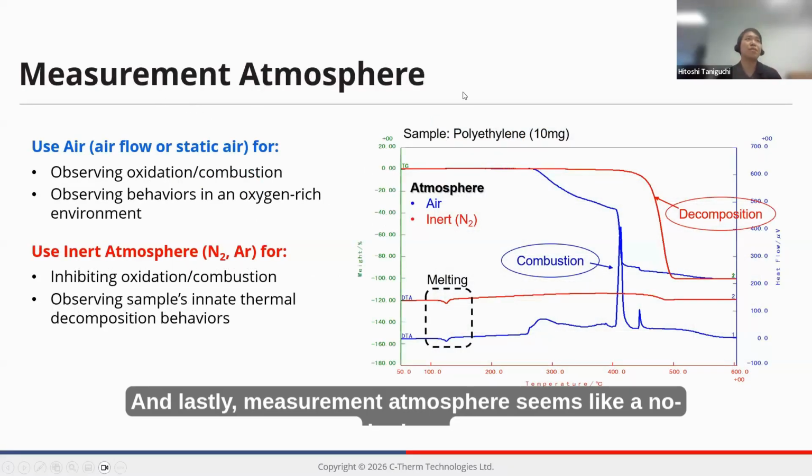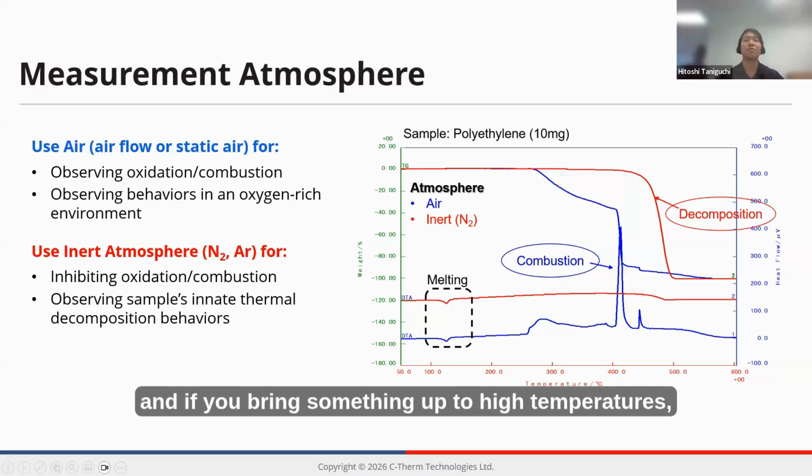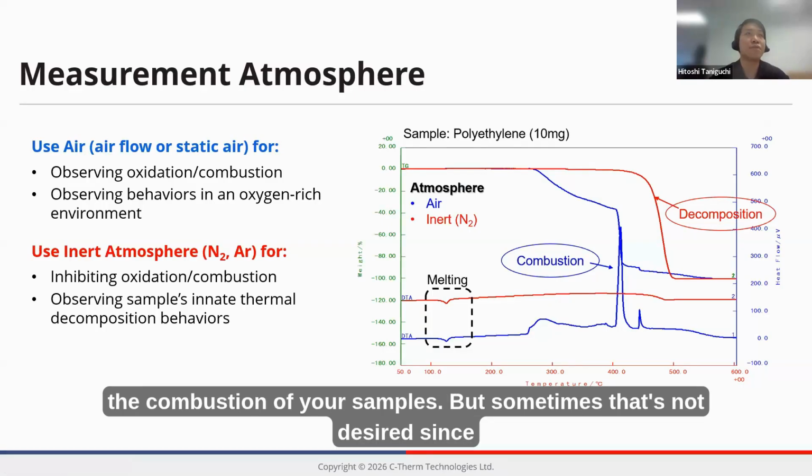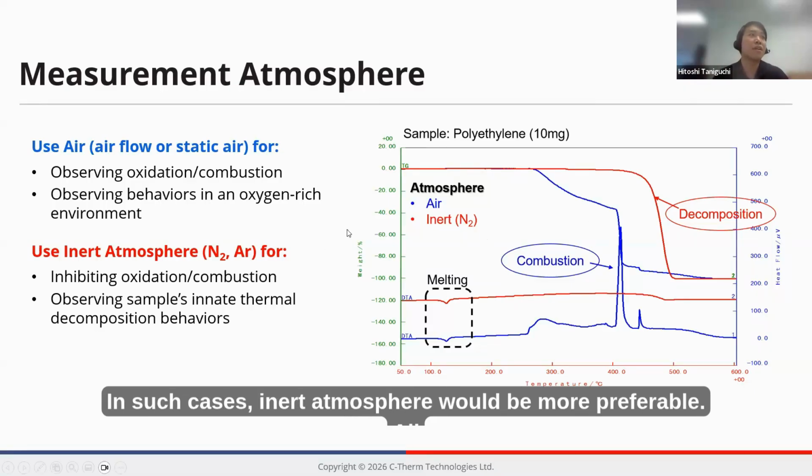And lastly, measurement atmosphere seems like a no-brainer, but it is an important factor to consider. Of course, if you have air in your system and you bring something up to high temperatures, you're going to see combustion because oxygen will promote the combustion of your samples. But sometimes that's not desired since you're just interested in inherent decompositions of your material. In such cases, inert atmosphere would be more preferable.